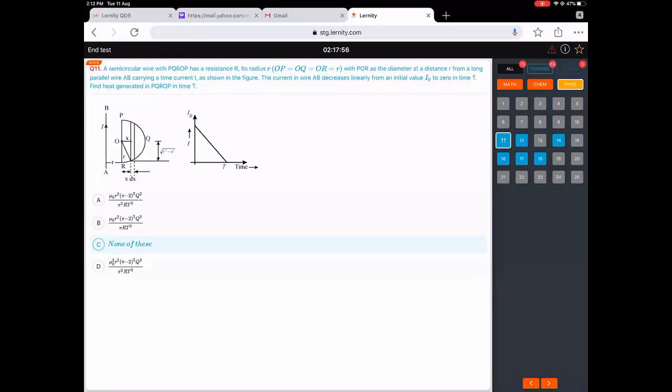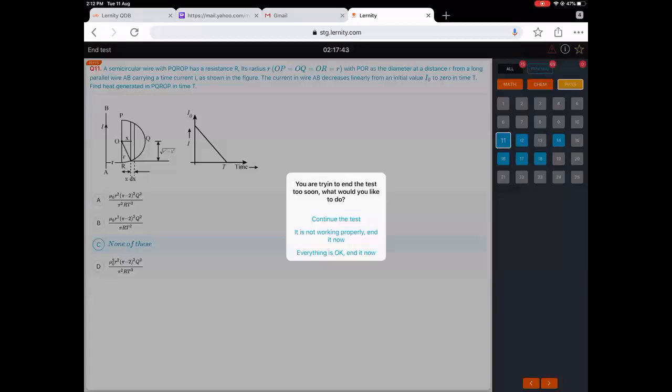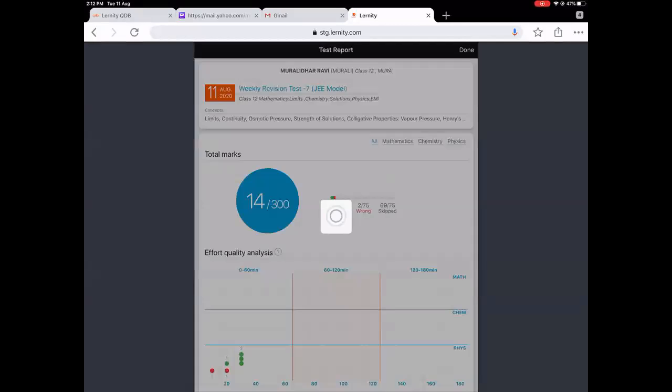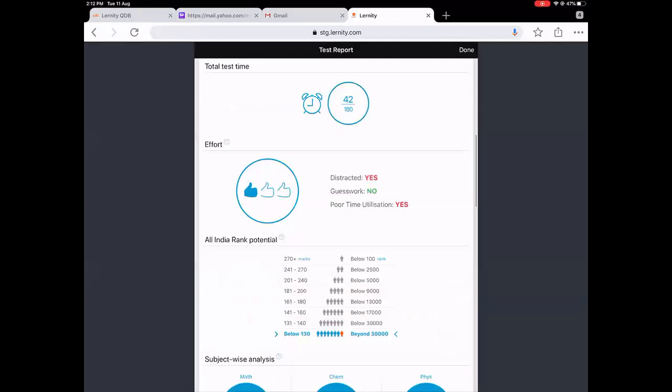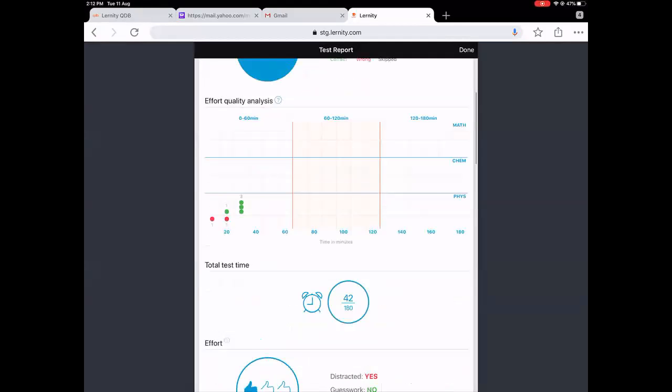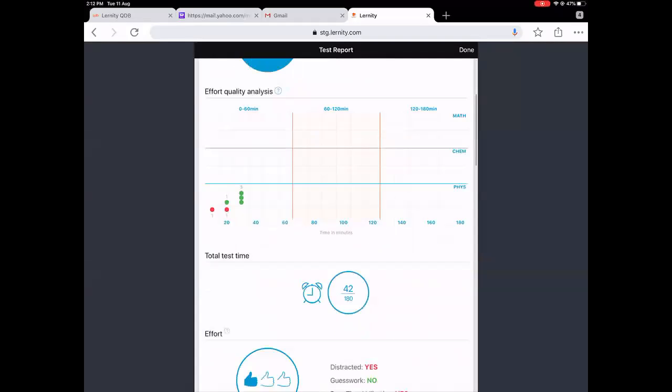Radius is small, r from the long wire. Yeah, I think my solution is correct, but let us see. Let us end the test and then let us look at the solution. Let us look at that solution and see, there may be an error in the solution itself.